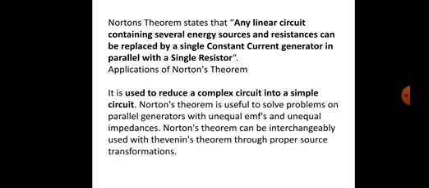Step 3: Replace the power sources. All voltage sources are replaced with short circuits and all current sources are replaced with open circuits. Step 4: Calculate the Norton resistance, the total resistance between the open circuit connection points after all sources have been removed.